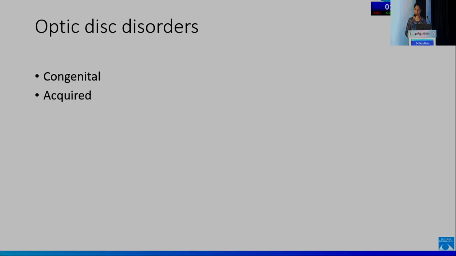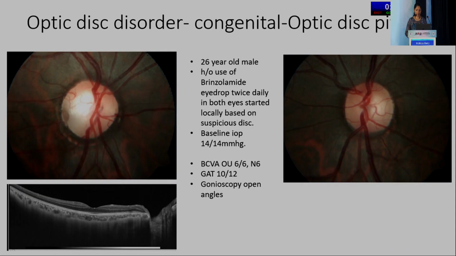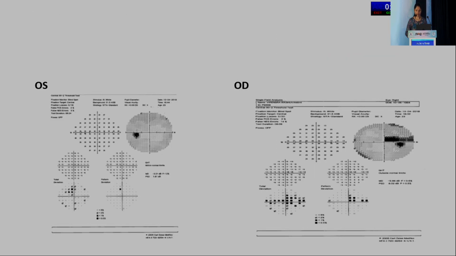Other optic disc disorders, which can be congenital or acquired, can also cause visual field defects that can mimic glaucoma. This is an example of a 26-year-old male who was started on glaucoma medication based on a suspicious disc. On examination, the right eye disc shows an optic disc pit inferiorly without any maculopathy, and the visual field test is showing enlargement of the blind spot and central defects.